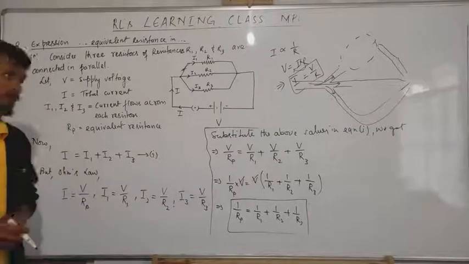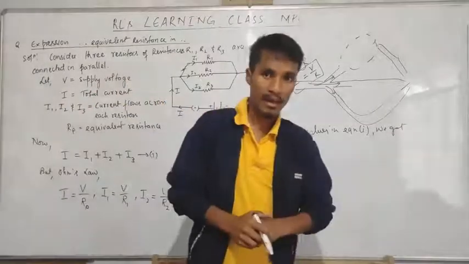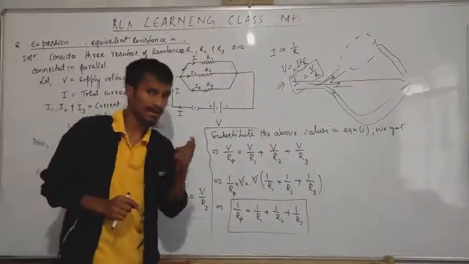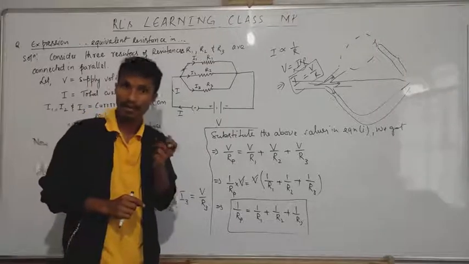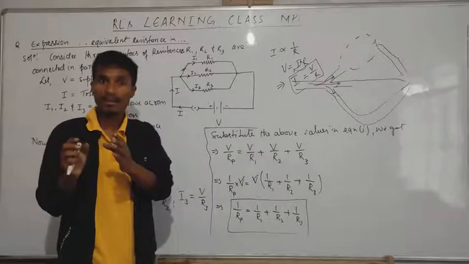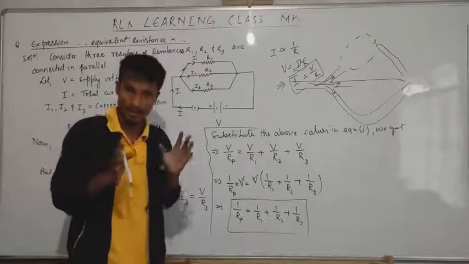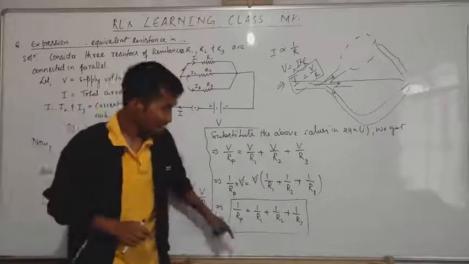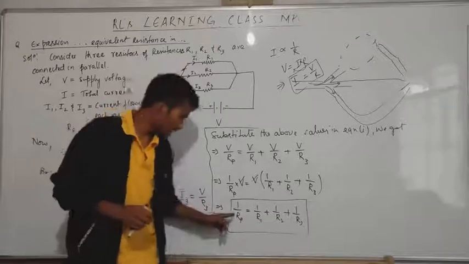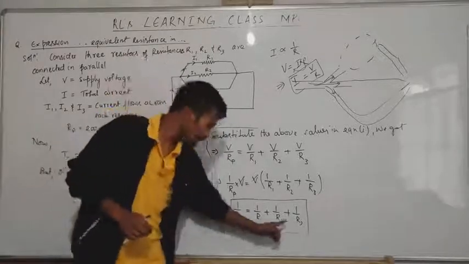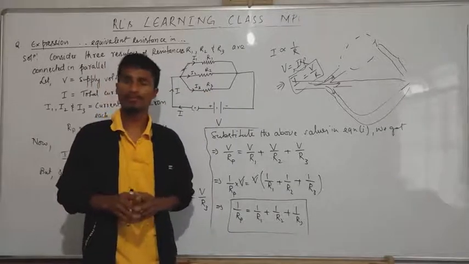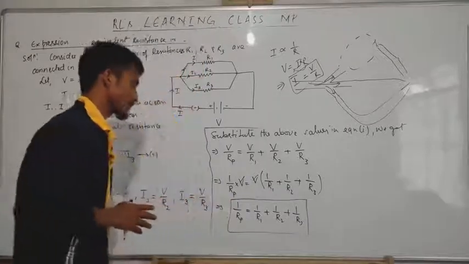This is the formula for the total resistance in parallel. And remember, in series, RS is greater than R1, RS is greater than R2, RS is greater than R3. In series, the total resistance is greater than all the individual resistances. But in parallel, this RP is the smallest. RP is smaller than R1, smaller than R2, and smaller than R3. The total resistance is small. That is very nice in a parallel circuit.